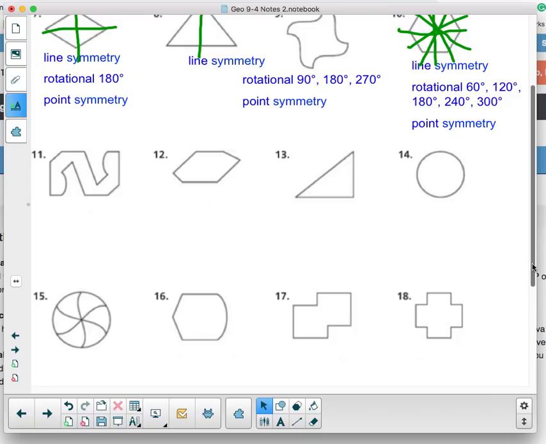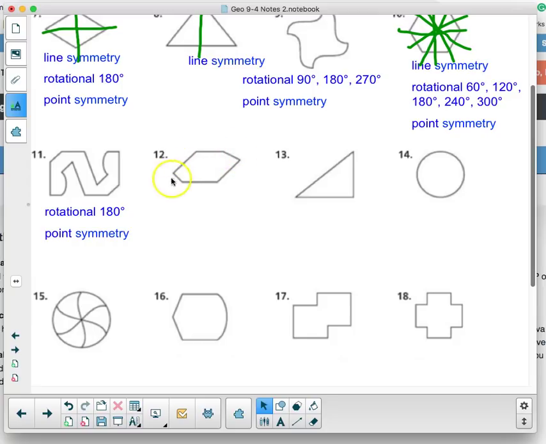Okay, now back on. This looks like if I spin this around the center, it comes back to itself. So it looks like I have rotational symmetry of 180 degrees, and point symmetry because of that rotation of 180 degrees. I do not have line symmetry in this figure.